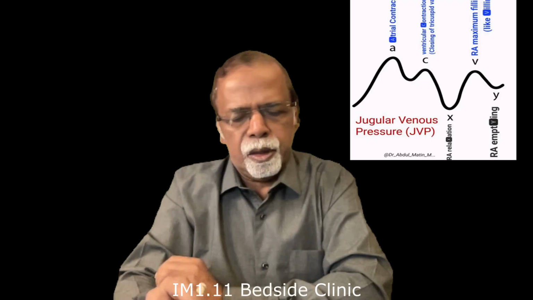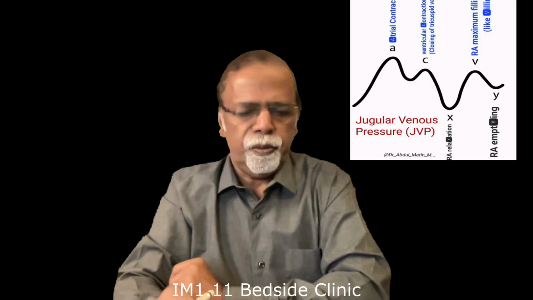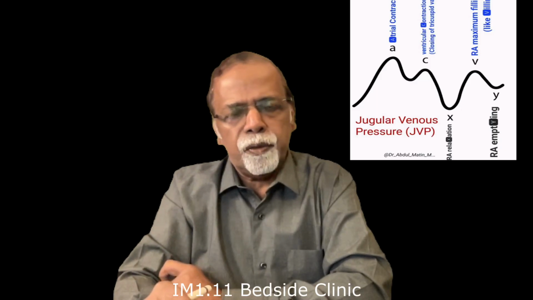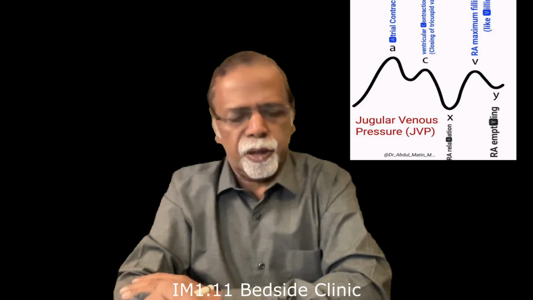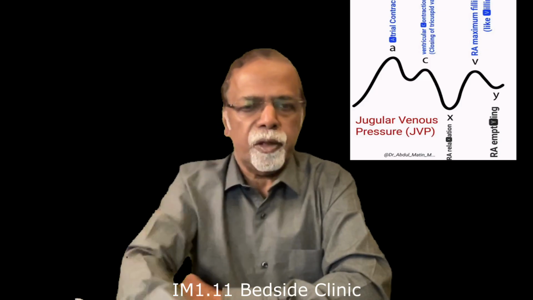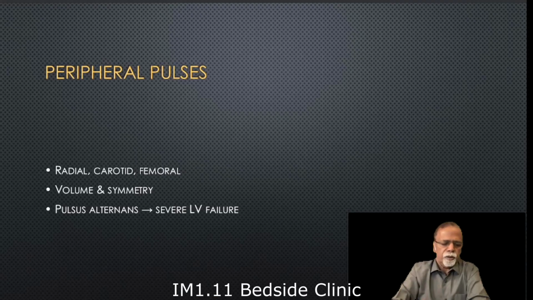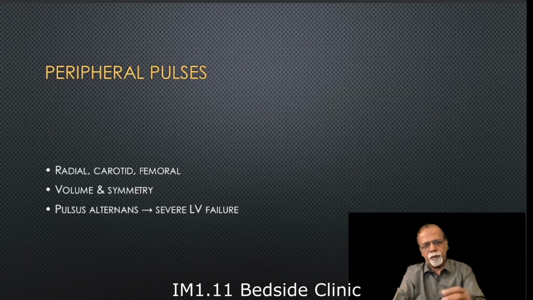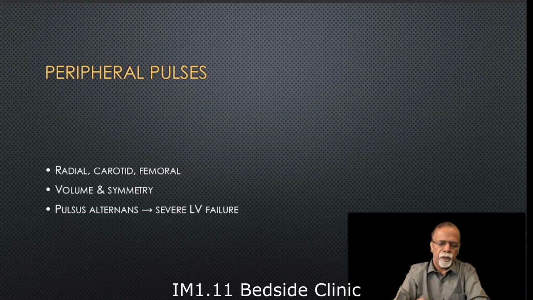Read about the details of the JVP. Then, if you have not examined the other peripheral pulses, examine all peripheral pulses: radial, carotid, femoral. Look for all the features of the pulse: rate, rhythm, volume, character, radioradial delay, radiofemoral delay. Palpate all peripheral pulses and look for thickening of the vessel.